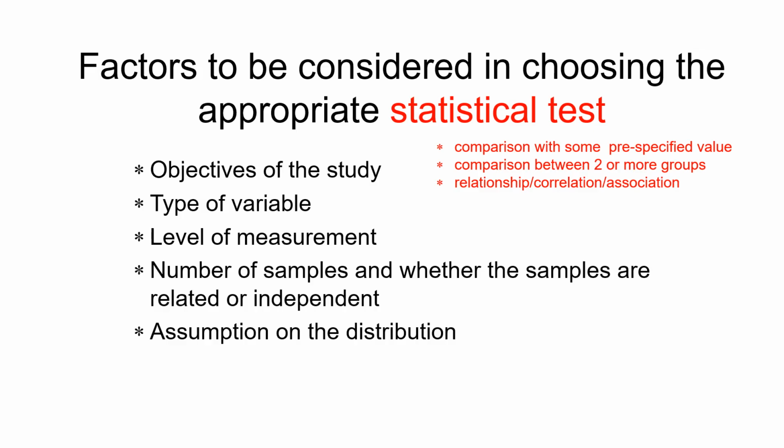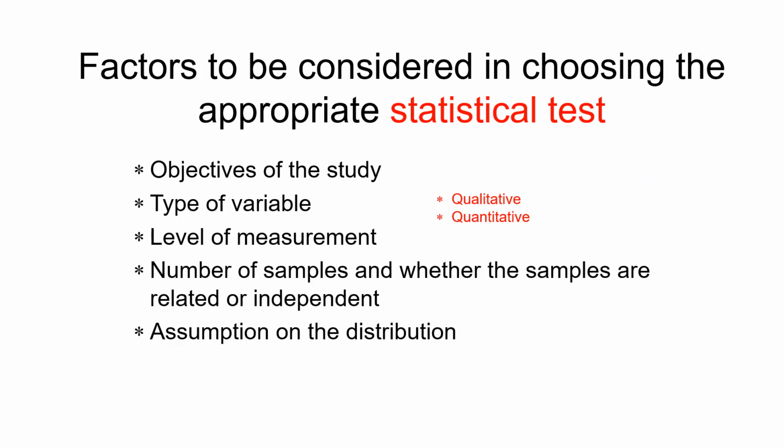The other considerations are type of variable, whether qualitative or quantitative, scale of measurement, whether nominal, ordinal, interval, or ratio, the number of samples, whether two or more than two, and the relatedness of the sample, whether they're paired or independent, and the assumption on the distribution, parametric for bigger sample sizes and numerical data, and non-parametric for smaller sample sizes and non-numerical data.